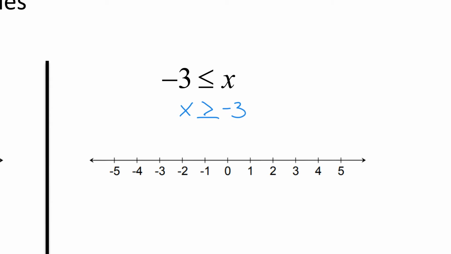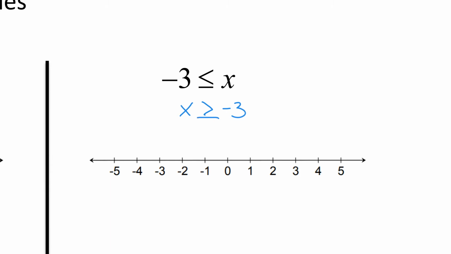You can do that, but make sure that if you flip your answer, you also have to flip the inequality. So this less than or equal to becomes greater than or equal to. Now x is on the left side, that's more common. And notice that negative 3 is right here on the number line, and we have "or equal to."